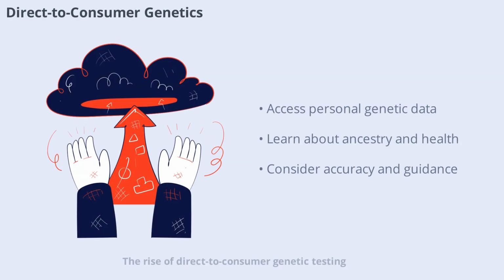The rise of direct-to-consumer genetic testing has brought GWAS findings to the public. Companies now offer genetic risk reports based on GWAS data, allowing individuals to learn about their ancestry and health risks. While empowering, these services also raise questions about accuracy, interpretation, and the need for professional guidance.